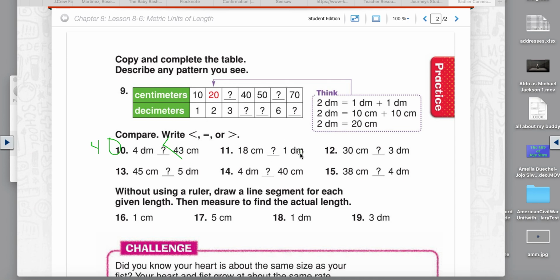Great. So we have 1 decimeter, or 1 decimeter is how many centimeters? We know that's 10. And this makes it very easy to compare. So this chart here too will be very helpful. I think this is very simple because it's just by tens.